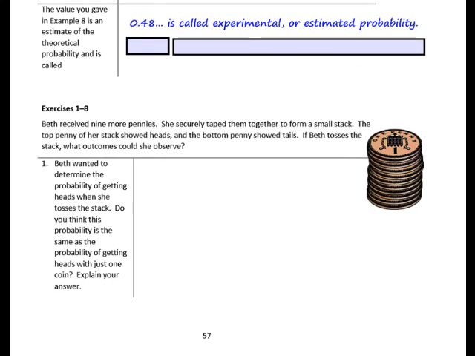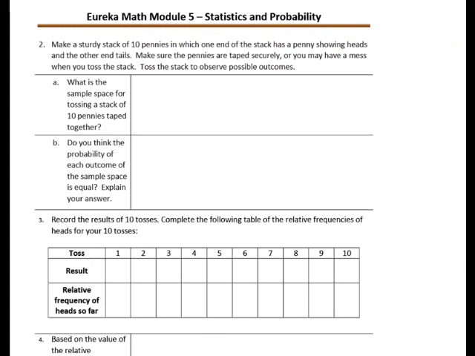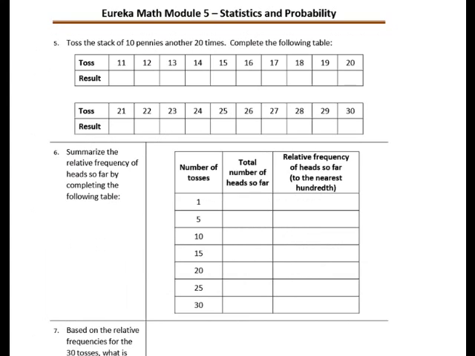We're going to continue to the summary. We will do exercises 1 through 8 in class. Please skip ahead in your book, and the summary is located on page 60.